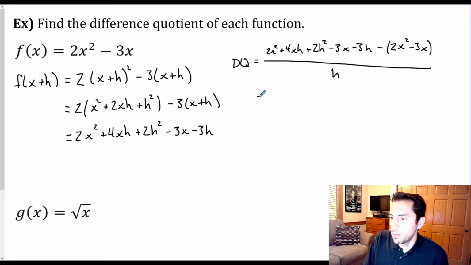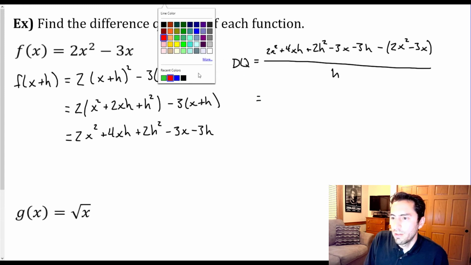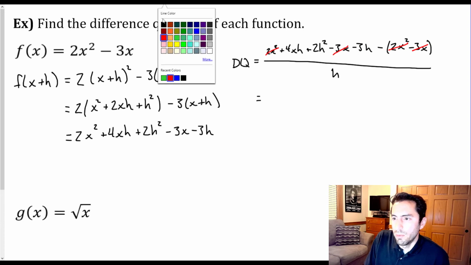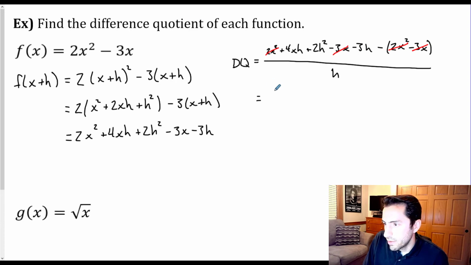All right, let's combine some like terms, see what we end up with. So we have a 2x squared, and then we'll minus a 2x squared there, so those cancel out. We have a minus 3x, and then this is going to be actually a plus 3x. So these also cancel out. So what we're left with then in the numerator is a 4xh plus 2h squared and a minus 3h. Still divided by h.